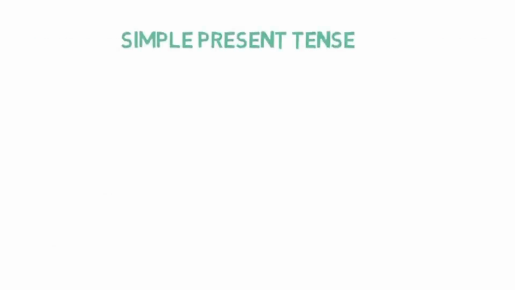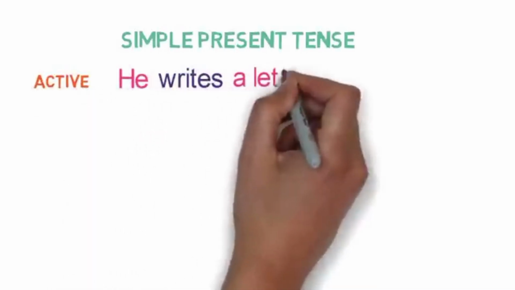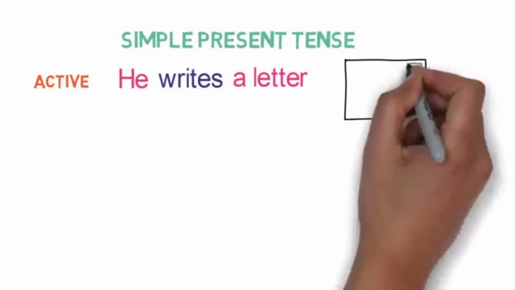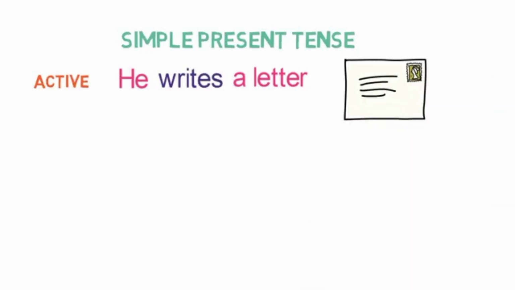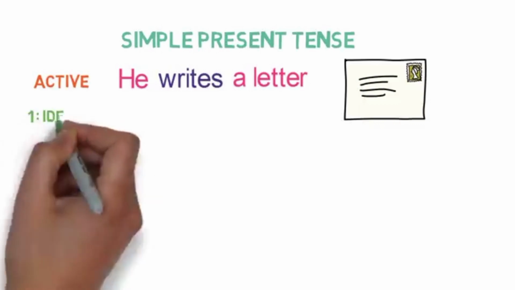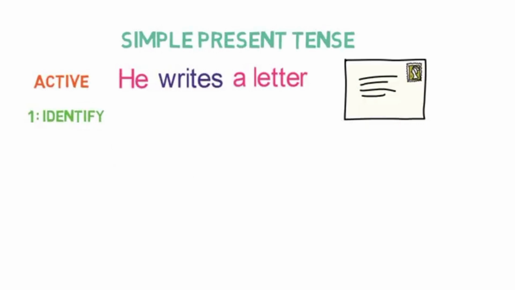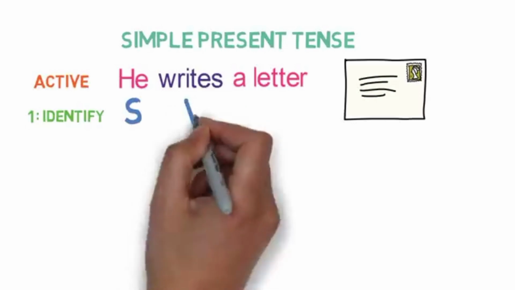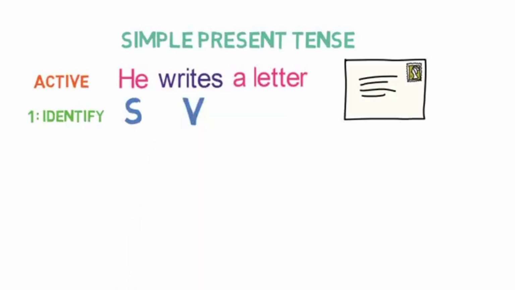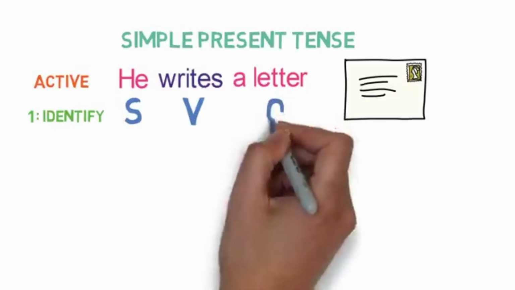For simple present tense, the active sentence is he writes a letter. Now to convert it into passive, we will use the 5 steps we discussed previously. Step 1 is to identify subject, object and main verb in the sentence. Here, who is doing the action? It's he. So, it's a subject. What is the action performed? It's write. So, it's a verb. And on what the action is performed? It's the letter. So, it's an object.